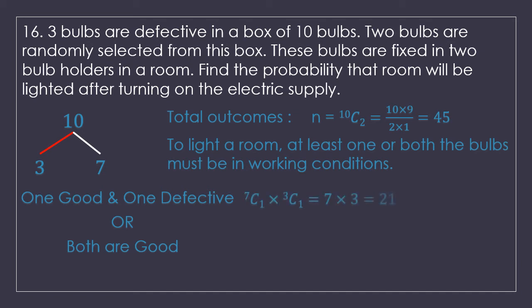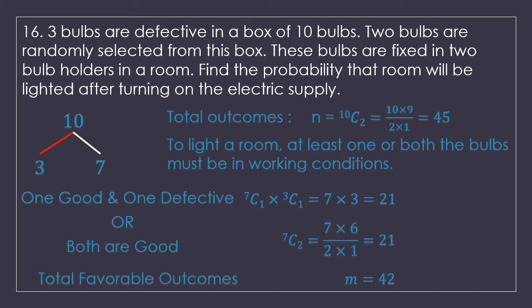So it will be 7C1 into 3C1, that is 7 3s are 21 options. So there are 21 options where one is a good bulb and one is a defective bulb, or both are good bulbs. That means both the bulbs belong to the category of 7 good bulbs. The outcomes will be 7C2, that is 7 into 6 upon 2 into 1, that is 21 outcomes again. So when we combine both of these outcomes, we will just add them up. That would be the total favorable outcomes, m equal to 42.